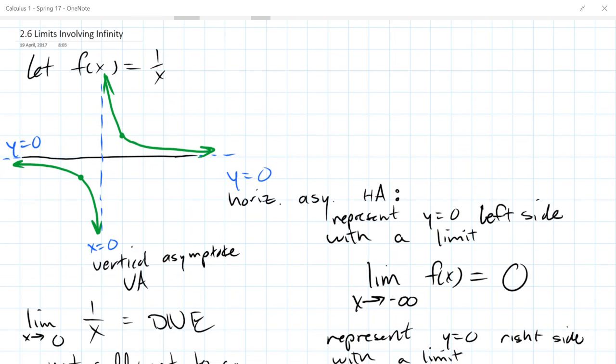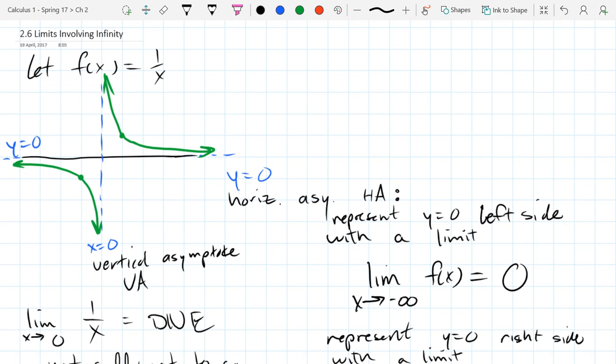If I erase half of this graph, would you still say it's a vertical asymptote? Yep. It only takes one of the two sides to get a vertical asymptote. You don't need both sides. So when you're going to show me there's a vertical asymptote, you only need to choose one of the two sides, either from the right or from the left. It's up to you. Generally, it's easier to go from the right because you have positive. So I generally just say go from the right side. It's a little bit easier.